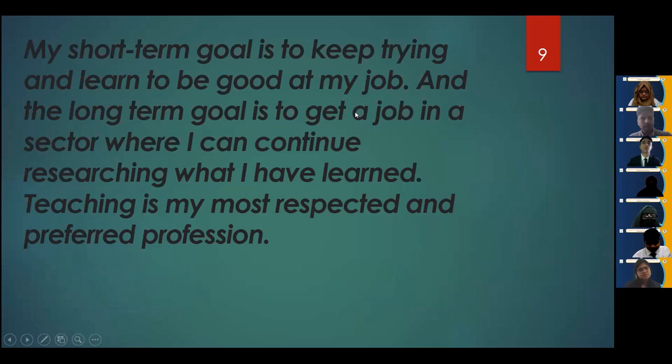My short-term goal is to keep trying and learn to be good at my job, and the long-term goal is to get a job in a sector where I can continue researching what I have learned. Teaching is my most respected and preferred profession.